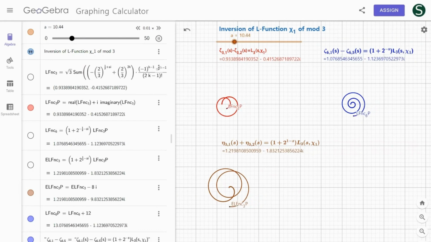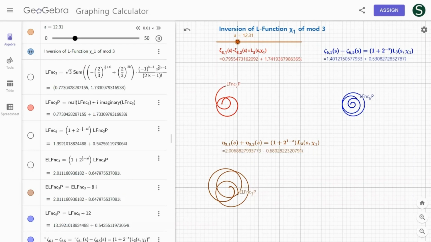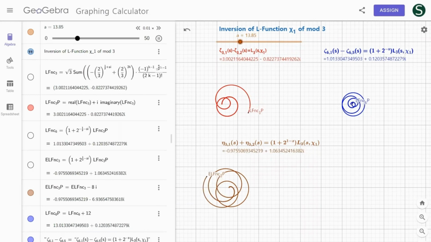In addition, the sum of the subordinate eta functions 3, 1 and 3, 2 is not an L function, but is 2 to the power of minus s, the L function of mod 3 plus the L function of mod 6. Therefore, the sum of the subordinate eta functions 3, 1 and 3, 2 is the L function of mod 3 of 1 plus 2 to the power of 1 minus s.